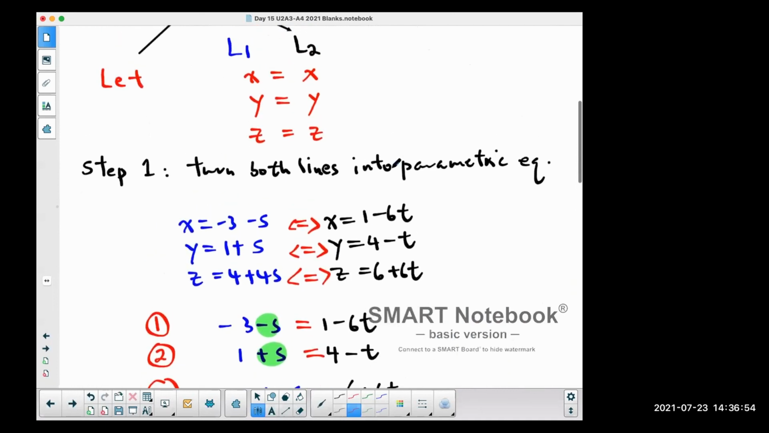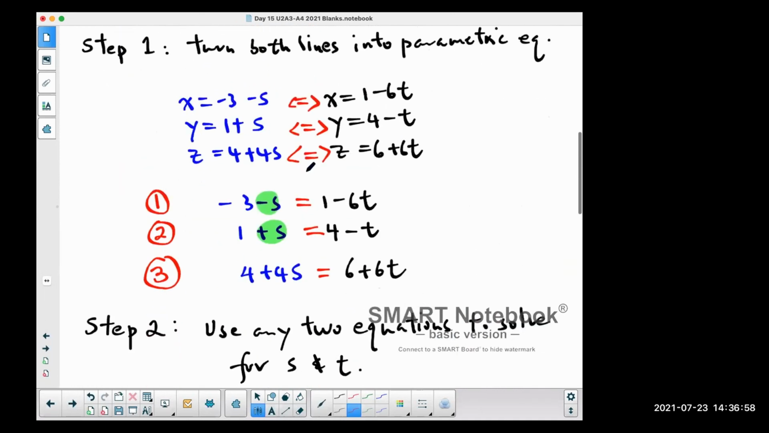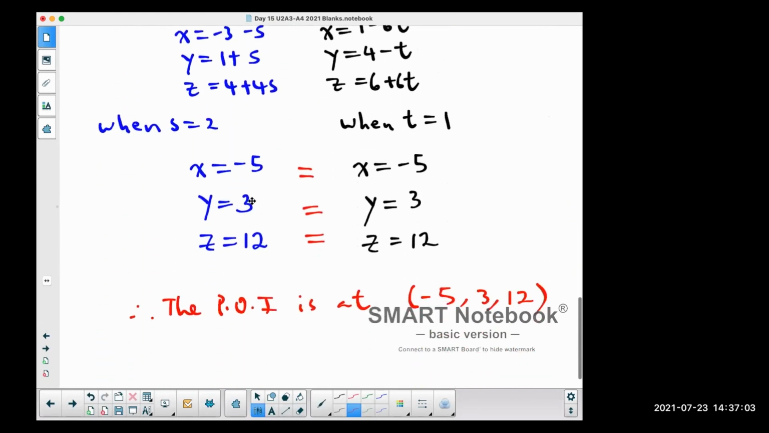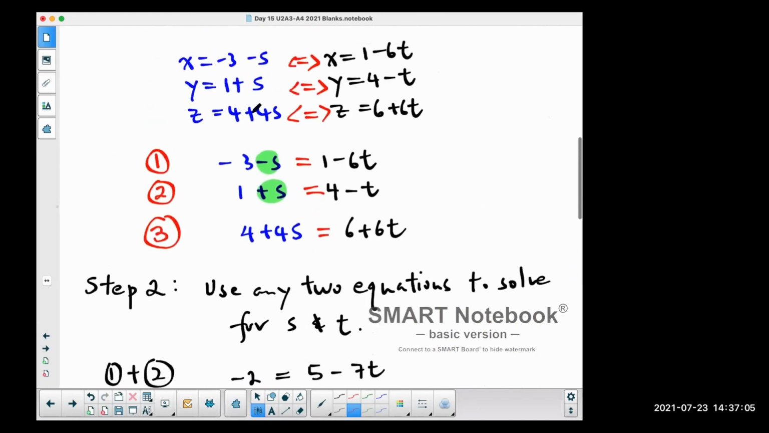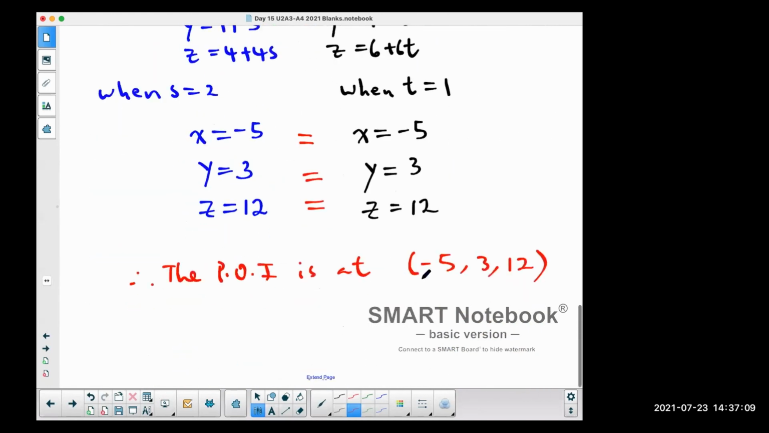For the black line here, it's going to reach that point after 1 second. Right? So the two pathways are going to meet right here. And they intersect at negative 5, 3, and 12.